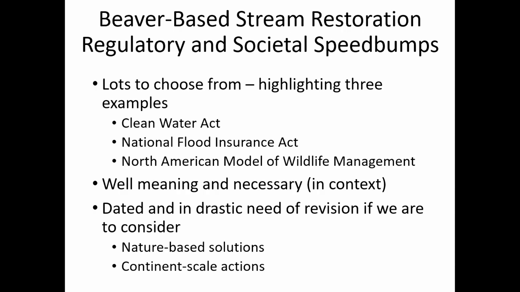And why? Well, because of nature-based solutions. These 3 things that I'll talk about are not in the context of a nature-based view of the world. And they are not necessarily amenable for continent-scale actions. And that means rapidity and low cost of implementation.